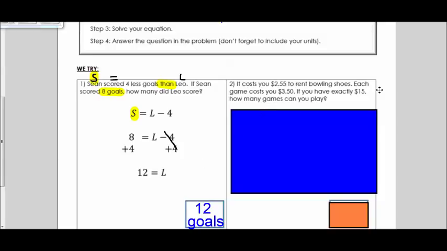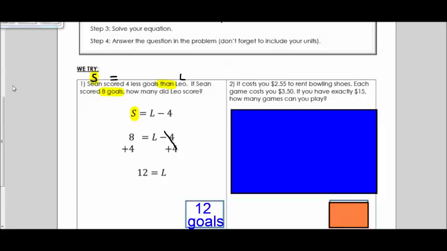Okay, the second one has to do with a money scenario. The ones on your test next week will mostly have to do with money, so this one is kind of more like the ones on our test next week. So it costs you $2.50 to rent bowling shoes. Each game costs you $3.50. If you have exactly $15, how many games can you play?